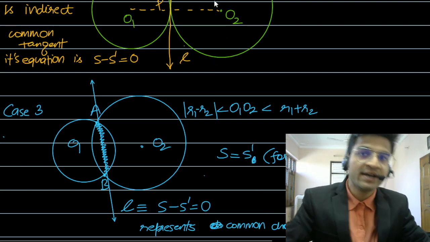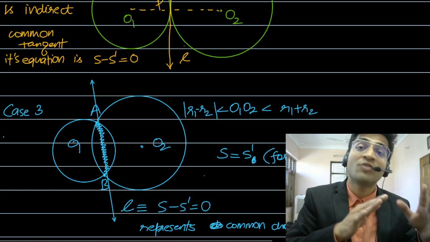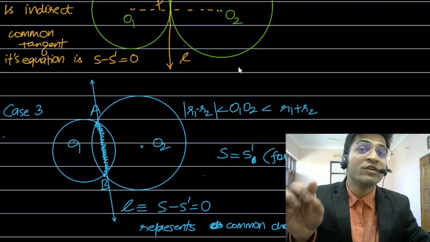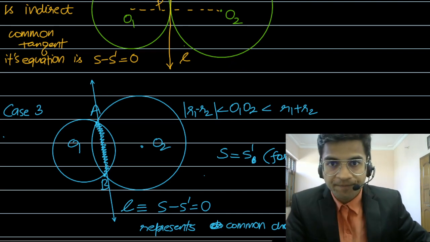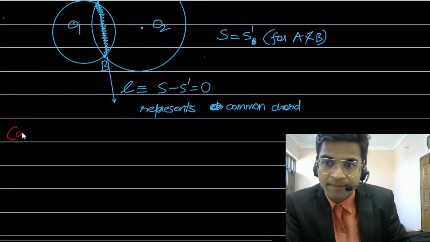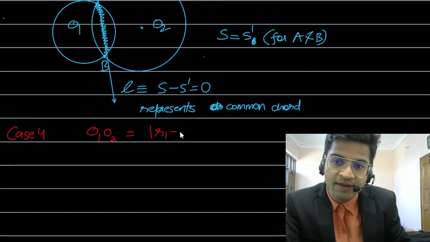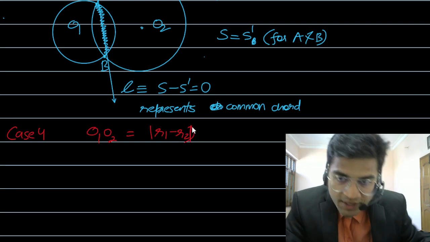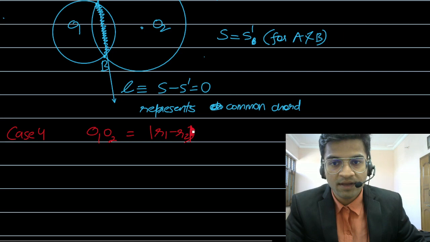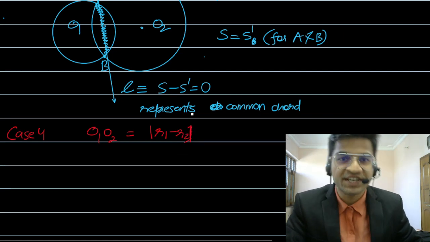Now let us move forward to another case, that is, two circles touch each other but not externally, internally. Internal touching. That is O1 O2 is equal to mod R1 minus R2. So case 4, O1 O2 is equal to mod R1 minus R2. The two circles touch each other internally and not externally. That is also a very interesting case.